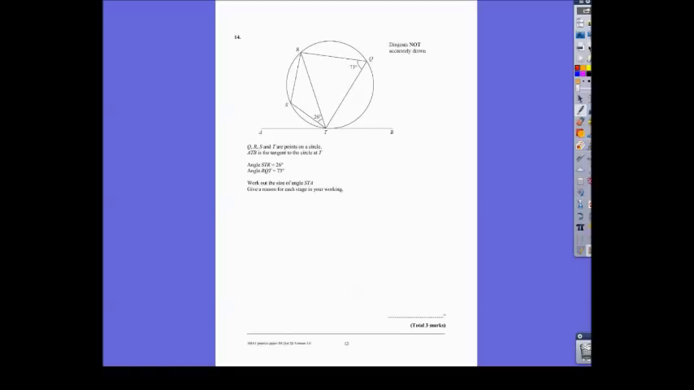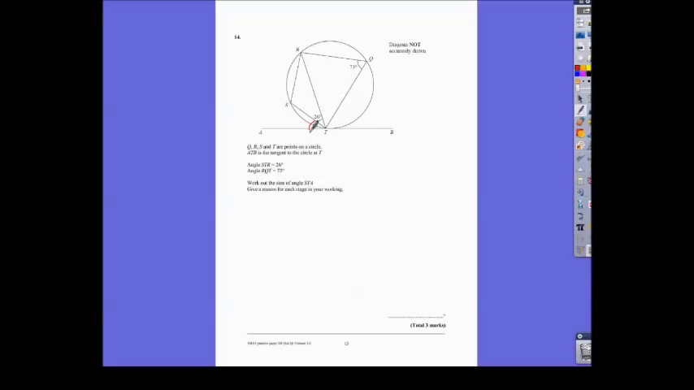Question 14. Q, R, S and T are points on a circle. A, T, B is a tangent to the circle. So this is A to T to B is a tangent. Angle STR is 26 as shown, and angle RQT is 73 as shown again. Work out the size of angle STA. So we're after this angle here.